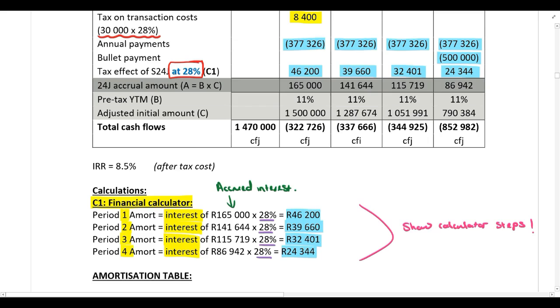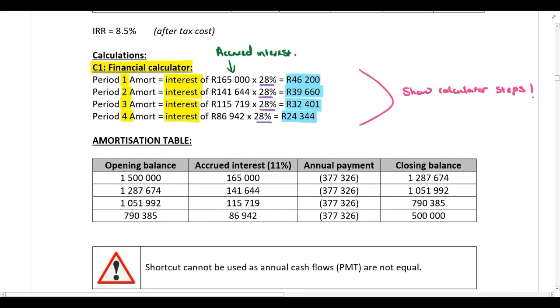Now guys, as an alternative, instead of using your financial calculator to get the interest that accrues over the loan period, you can also draw up an amortization table. I don't recommend drawing up the amortization table. This is going to take too much time. You won't have enough time in a test or exam to set your answer out like this. Please use your financial calculator.